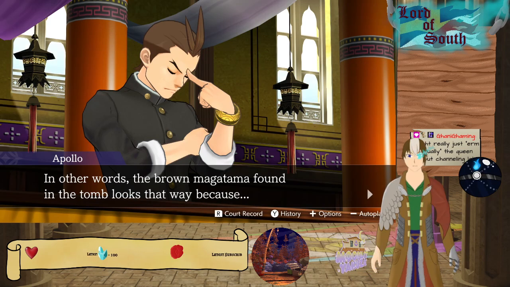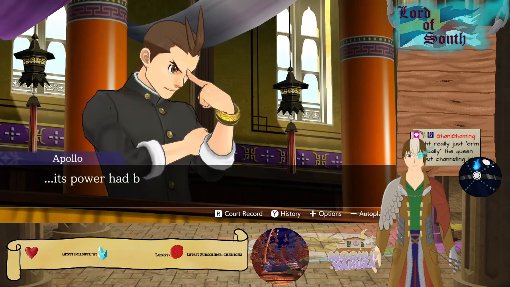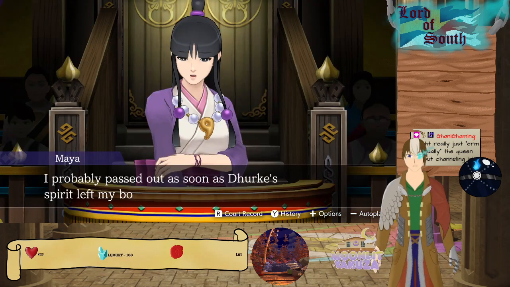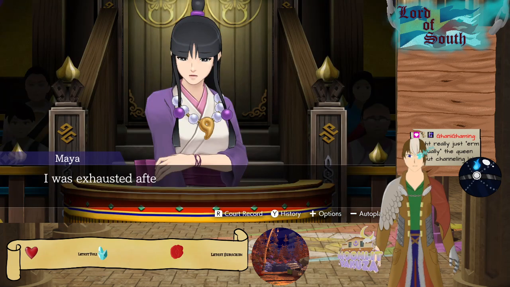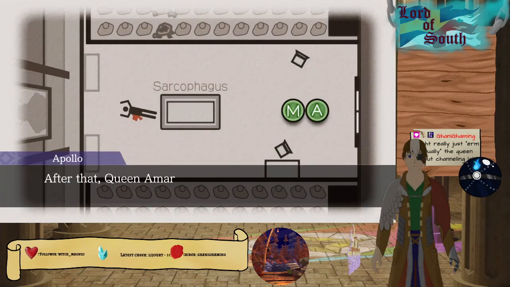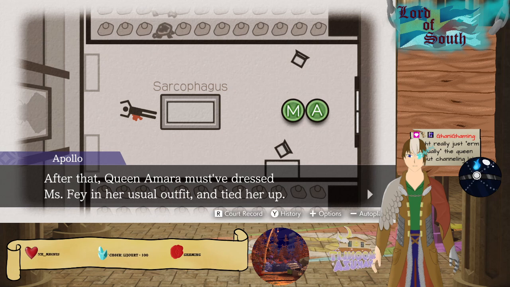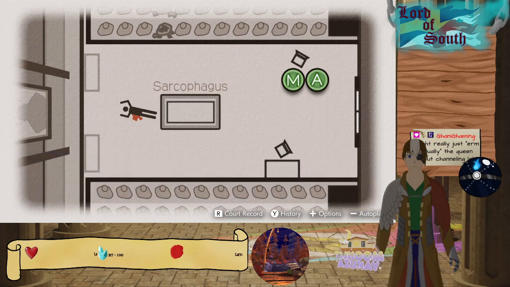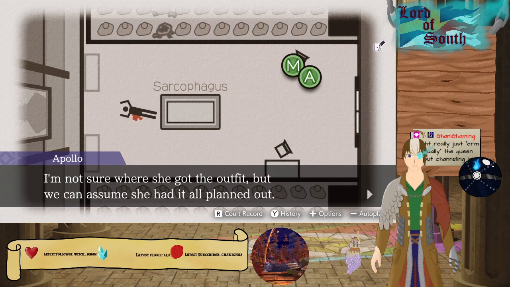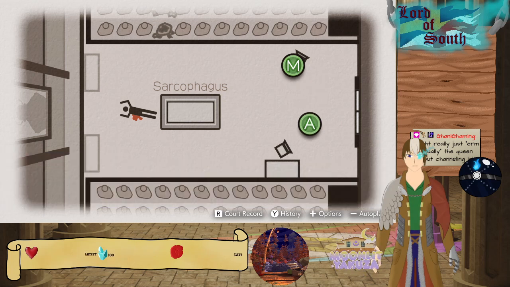In other words, the brown Magatama found in the tomb looks that way because its power has been used up in pushing the Rook spirit out of Miss Faye's body, right? I probably passed out as soon as the Rook spirit left my body. I'm exhausted after channeling him for so long, after all. After that, Queen Amara must have dressed Miss Faye in her usual outfit and tied her up. Her clothes must have not been there because she actually went to America. I'm not sure where she got the outfit, but we can assume she had it all planned out.